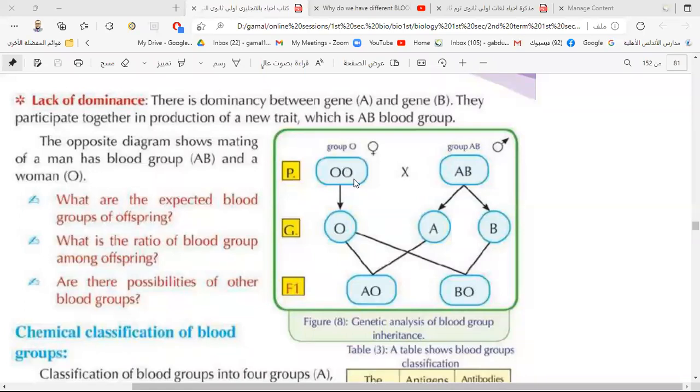In this case, all gametes will be O, carrying gene O. And here we have two different gametes: some gametes have the A gene, and some have the B gene. If we make fertilization between this gamete and this gamete, it will give us AO. And between this gamete and this one, it will give BO. What is the blood group here and what is the blood group here?